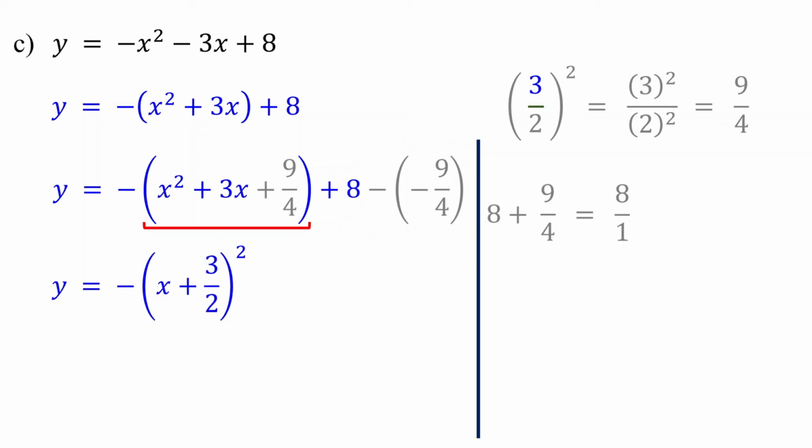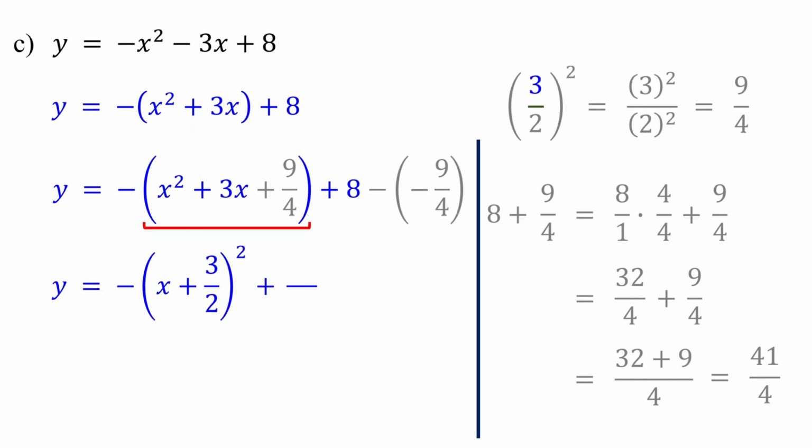8 is equivalent to 8 over 1. To get a common denominator, multiply it by 4 over 4. 8 times 4 is 32, and 1 times 4 is 4. Now, add the numerators, which equals 41.